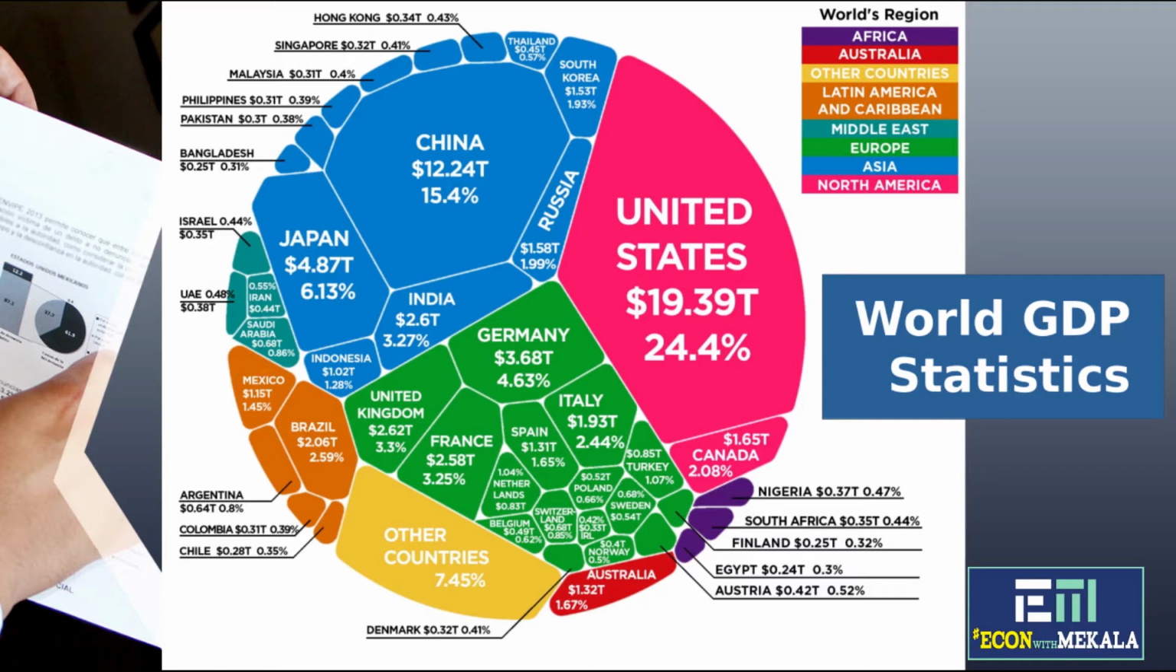According to world GDP statistics, you all can see the United States is the world's largest economy. The size of US GDP is almost 25% of the world GDP. Not only the United States, countries like Japan, China, United Kingdom, Germany, Spain, France, Brazil, they are also contributing a bigger proportion or percentage to the world GDP.